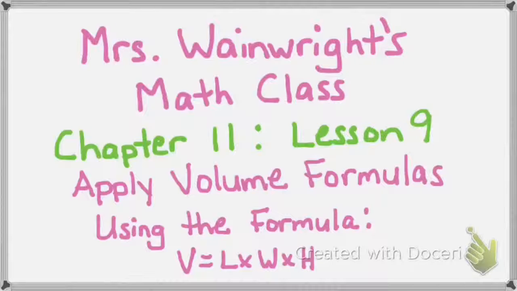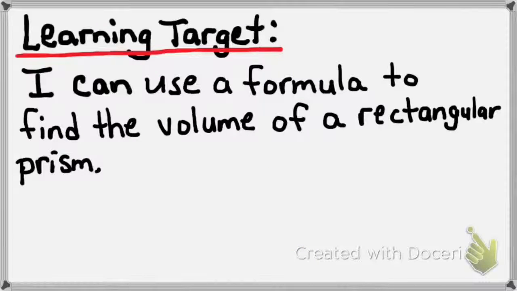This is Mrs. Winnett's Math Class, Chapter 11, Lesson 9, Apply Volume Formulas, using the formula volume equals length times width times height. Today's learning target: by the end of the lesson, you should confidently be able to say, I can use a formula to find the volume of a rectangular prism.